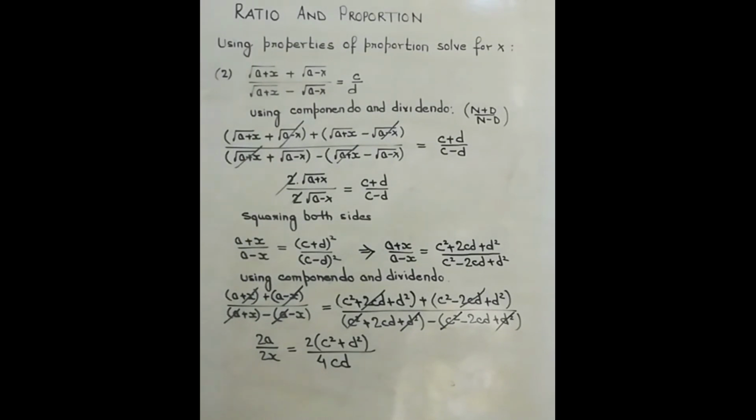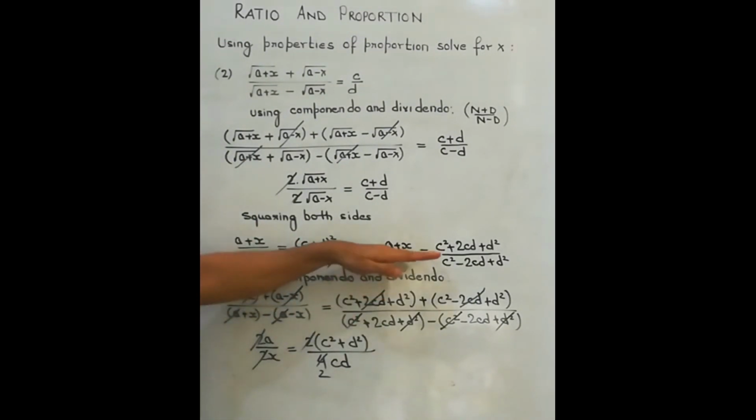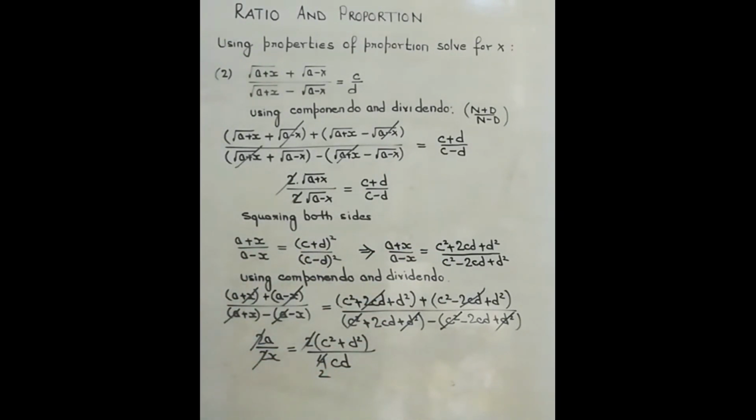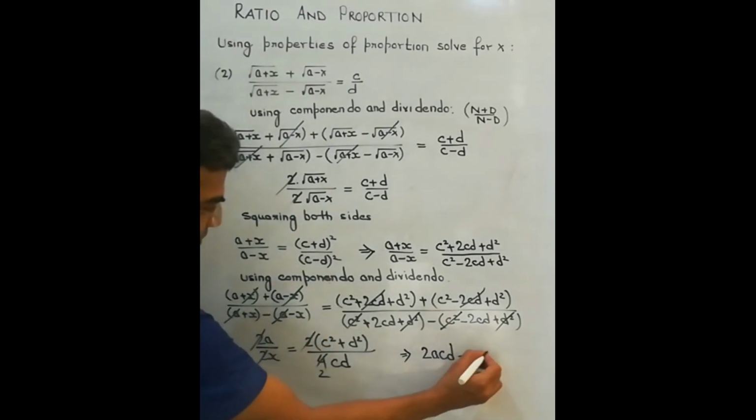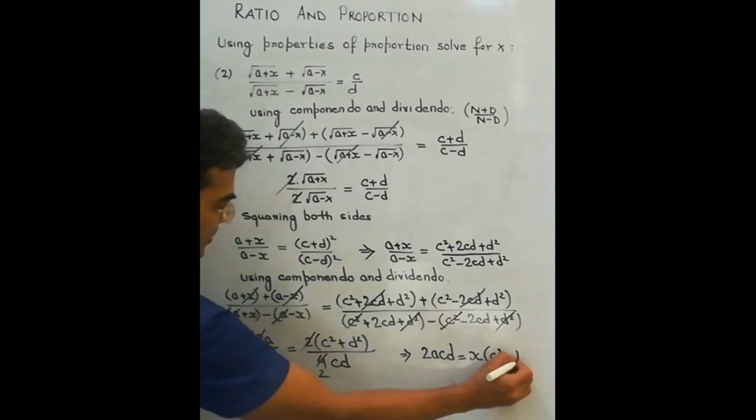Now let us reduce it. Now when we reduce it, this will cancel out, this will reduce it and give you 2 over here. So now we can say, after applying componendo and dividendo, this proportion again has been reduced. Now we have to get the value for x. Now let us cross multiply and see. Now if I cross multiply, this 2cd will be cross multiplied with a. So here I will get 2acd. On the right side I will get x times c square plus d square.